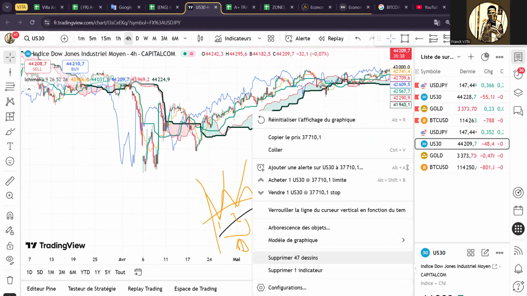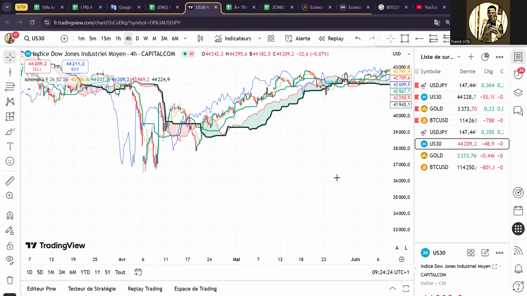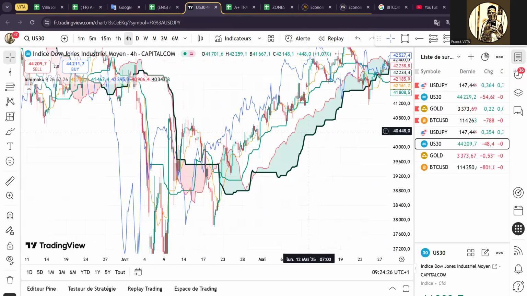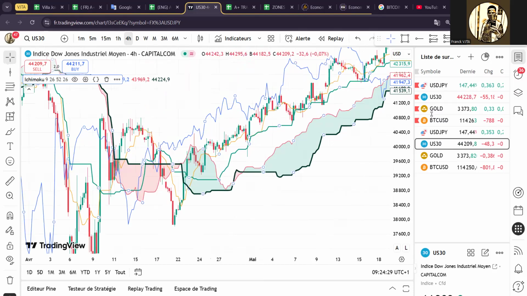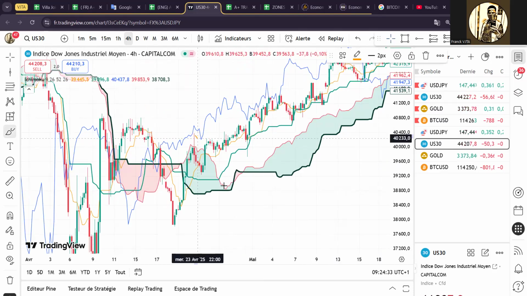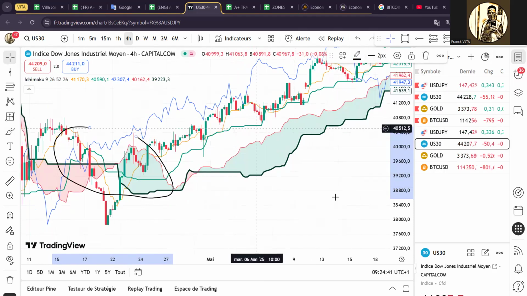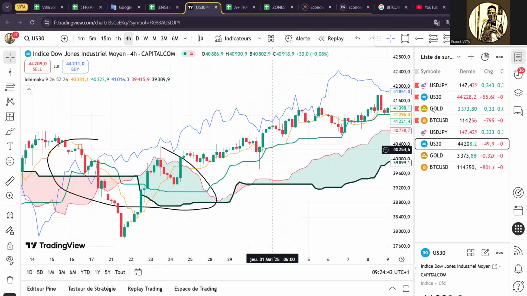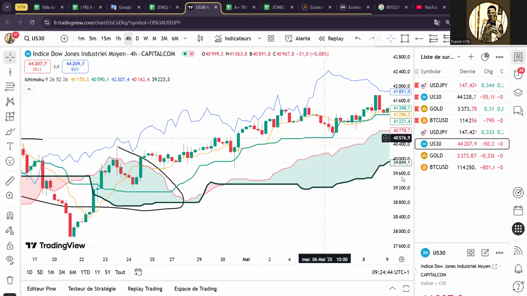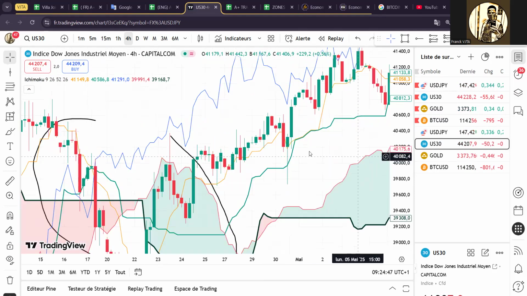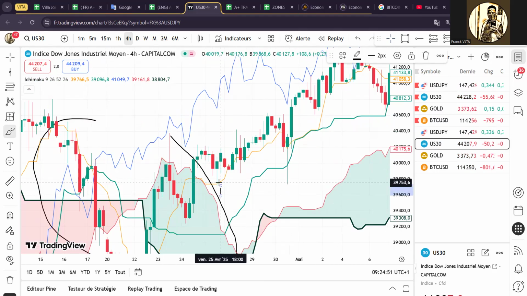Let us look at this trend, for example. How many touches do you have? How do I count, and when do I start counting the touches? I start counting the touches out of the cloud, like this one, above the cloud. This one is the first touch. This one is the first touch of Tenkan. This one is the second touch.